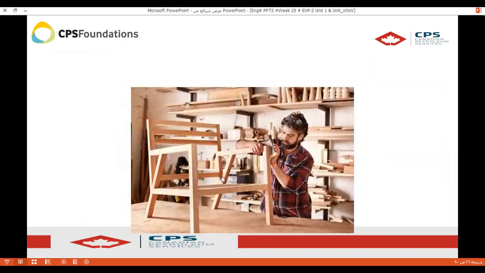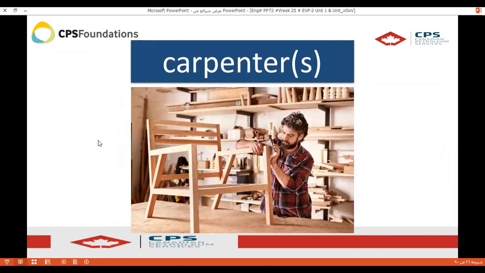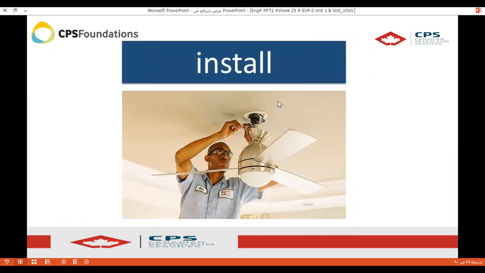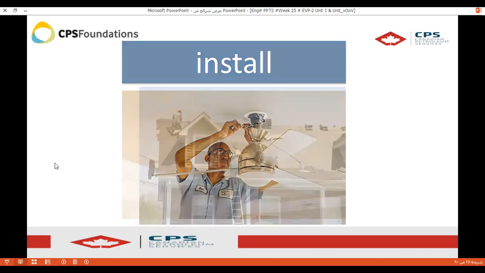What is his job? He is a carpenter. This is one of the trades that we don't have in NCTC. Carpenter. What's his job? He is installing an electrical device. Here he is a technician. So install is to fix something new in an old place.